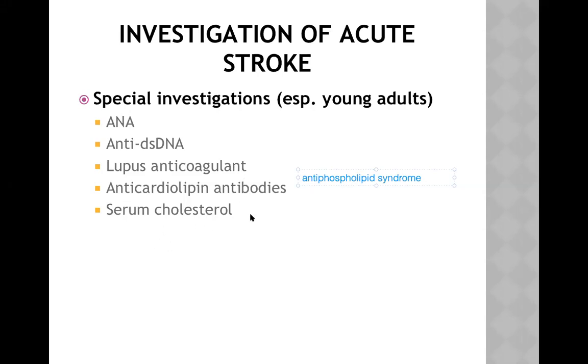Now, serum cholesterol. This is a part of the normal investigation and a part of the special investigation as well. For example, if a 30-year-old patient develops a stroke, sometimes a disease known as familial hyperlipidemia might have run in the family, and in that condition there is a very high LDL and cholesterol level. Just to diagnose that, we have mentioned it here.